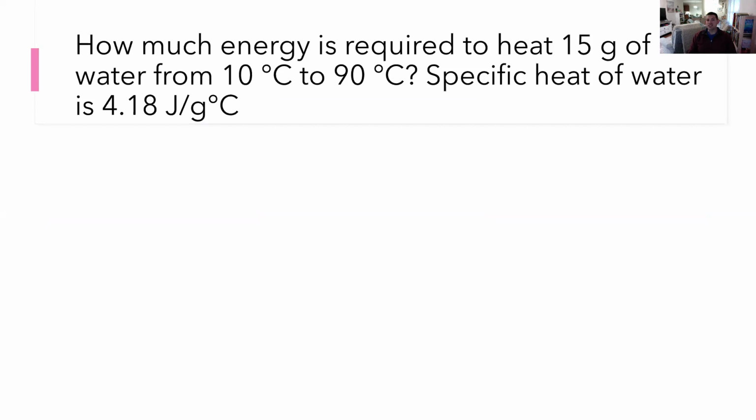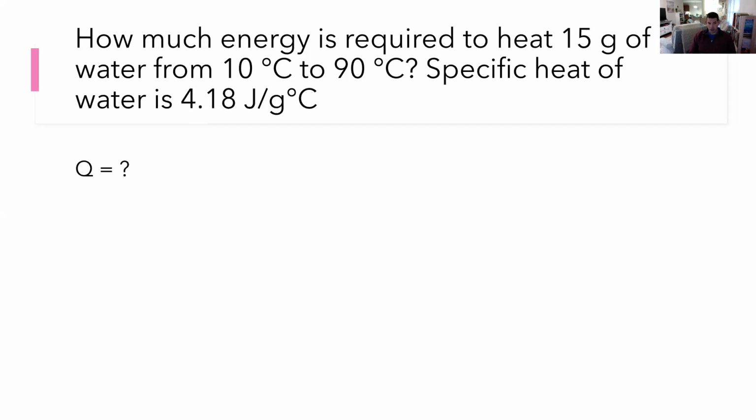So a practice question. How much energy is required to heat 15 grams of water from 10 degrees Celsius to 90 degrees Celsius? The specific heat of water is 4.18 joules per gram degree Celsius. These are some classic questions we saw in our previous week of study. So we're looking for Q. Well, we need m, c, and delta T. m from this question is 15 grams, a mass of 15 grams of water.